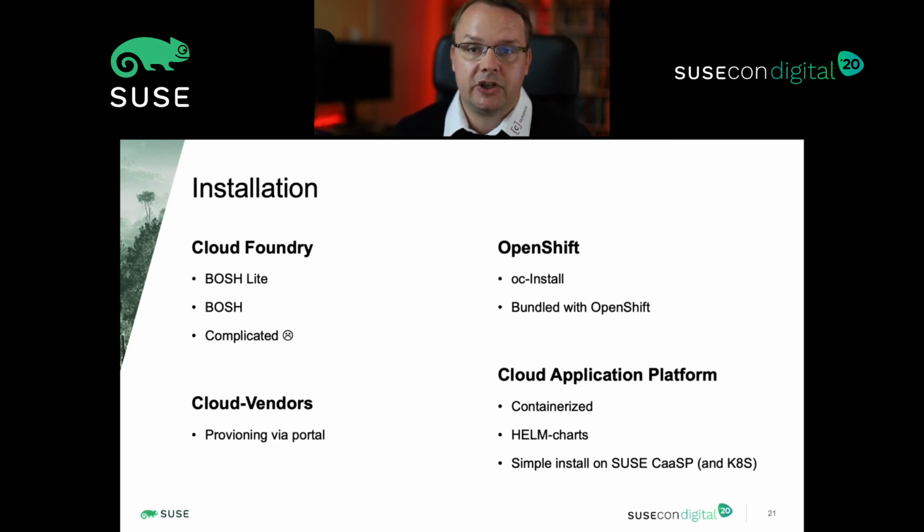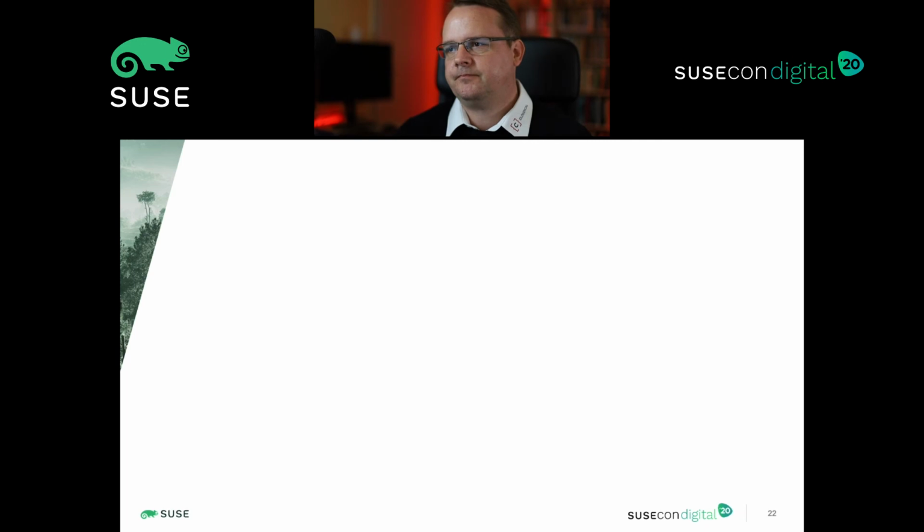One more aspect, which is not noted down here, but which is interesting, SUSE Cloud Application Platform runs on all of the major cloud vendors' platforms. So you can basically use Google Container Engine, Amazon's EKS, or Microsoft's AKS Kubernetes services as your underlying foundation for Cloud Application Platform. You will get support and you will get an installation description on the SUSE website.